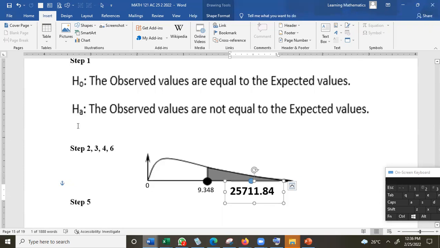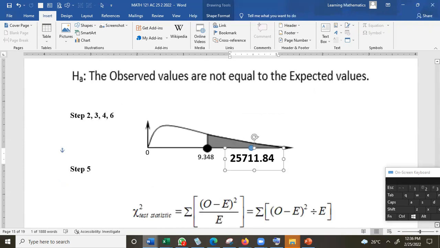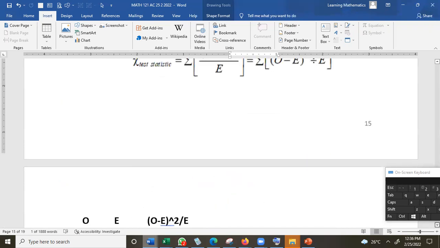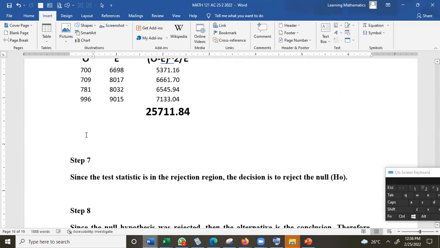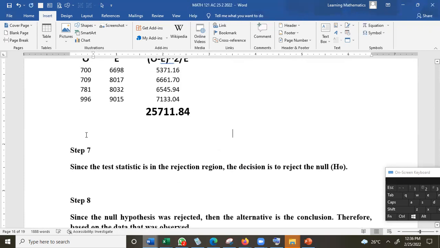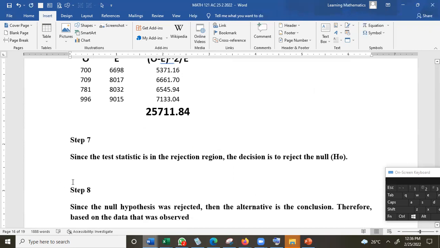If you reject the null, then you're left with the HA. That will be the conclusion. Always, one of the two is the conclusion. Okay, so let's see step number 7. Since the test statistic is in the rejection region, the decision is to reject the null. Step number 8. Since the null was rejected, then the alternative is the conclusion.